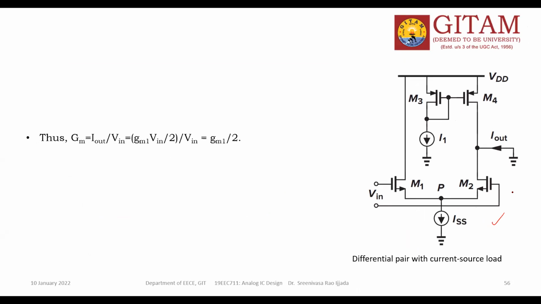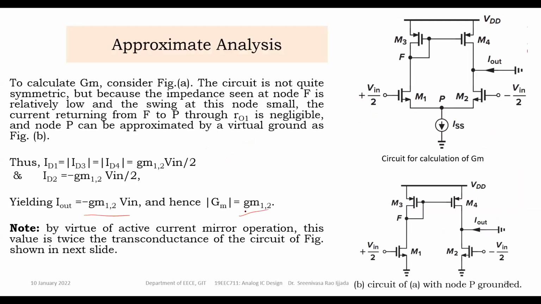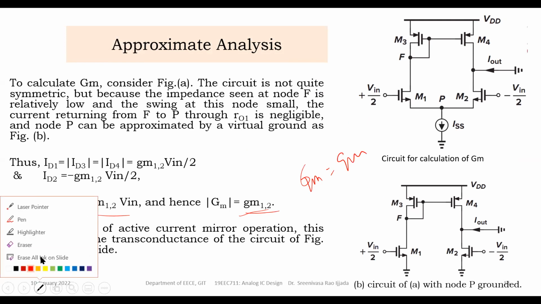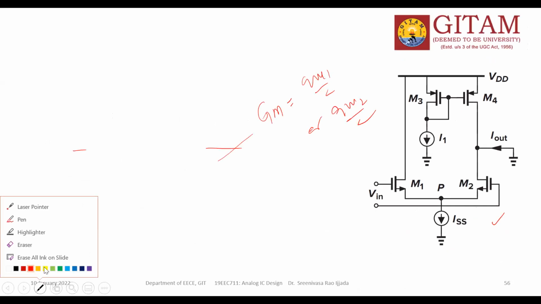Here we have already calculated the GM values. Here we got GM1 by 2 or GM2 by 2. So the capital GM in this circuit is either GM1 by 2 or GM2 by 2. But in this picture, in the OTA, what did we get? The GM value is only GM. Capital GM is equal to small gm. So in the earlier picture it is half of the GM. So the conclusion is, by virtue of the active current mirror operation, this value is twice the transconductance of this circuit. Exactly. Understand?